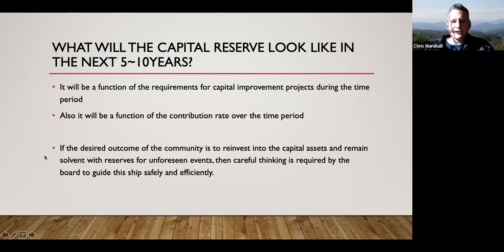Food for thought here is, if the desired outcome of the community is to reinvest into the capital assets and remain solvent with reserves for unforeseen events, then careful thinking is required by the board to guide this ship safely and efficiently.